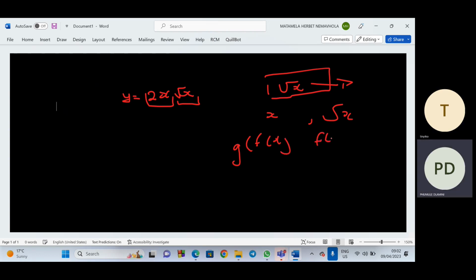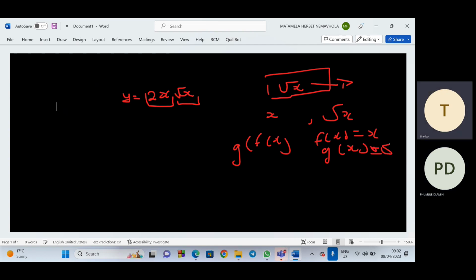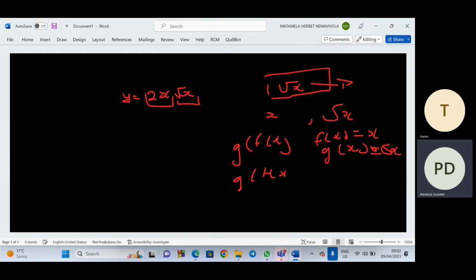If I let my f of x equal x, and I let my g of x equal square root of x, then if I say g composite f of x, it means that this x is going to be inside the square root, which means it's going to be square root of x. So there are two functions at the same time. Here we're just going to assume that we have two functions, 2x and square root of x. 2x we're going to name f of x, and square root of x we're going to name g of x.